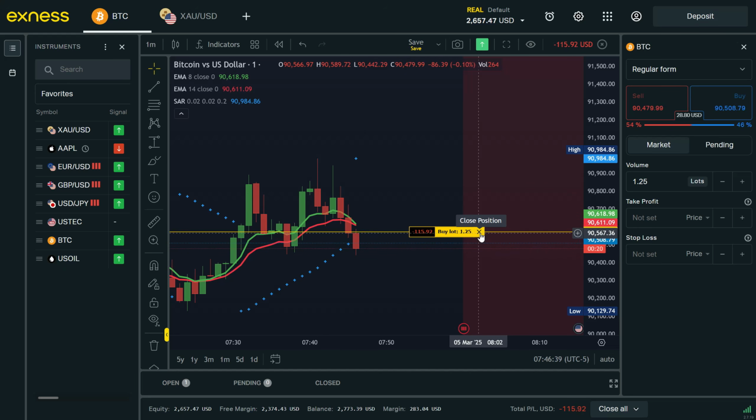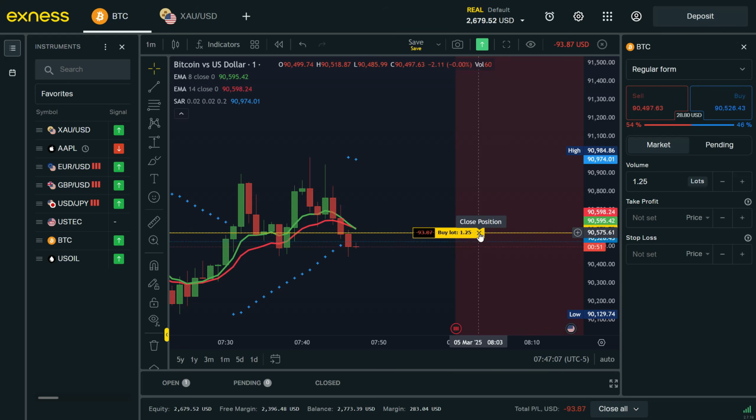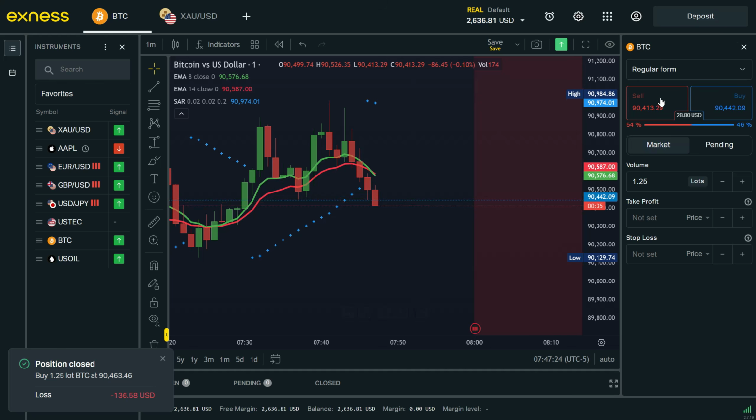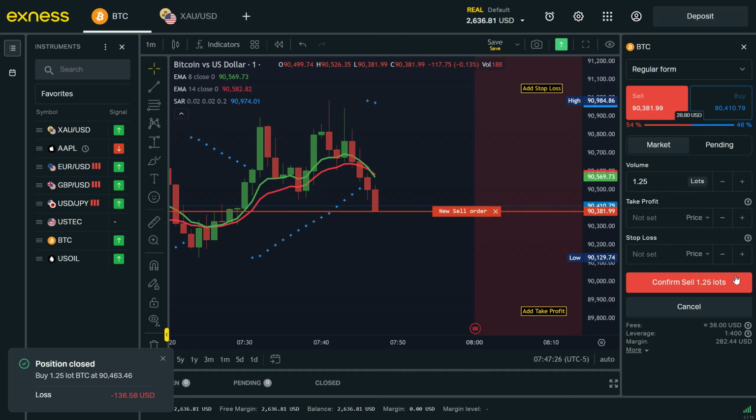So instead of holding on and risking a bigger loss, I decided to exit here, cutting my losses at $136. Without further delay, I'm going to enter a sell trade because this time I want to ride the full trend and maximize my profits. Now, let's take a closer look at the signals confirming this trade.